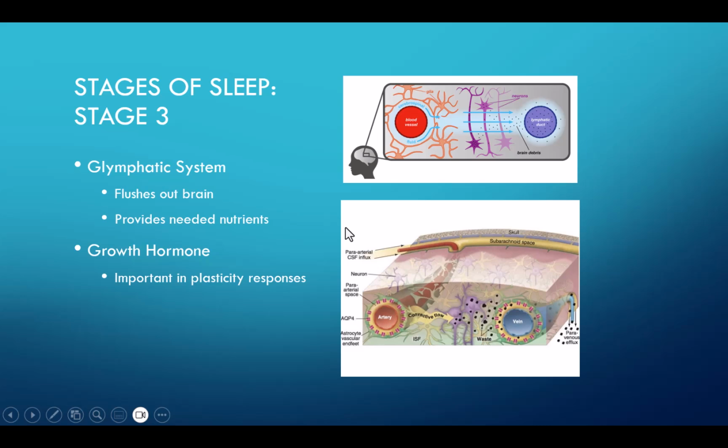Now, this system is still being researched. It was just discovered around 2013. It may appear to have a role in neurodegenerative diseases such as Alzheimer's, as well as traumatic brain injury and neurodegeneration.